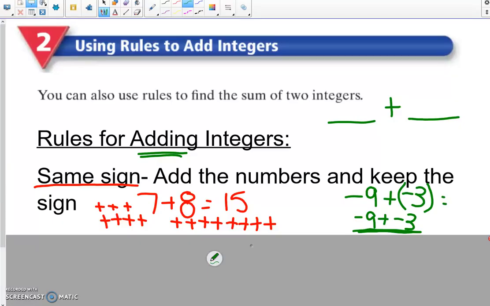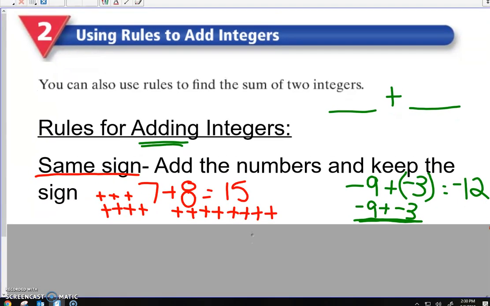The rule says if the signs are the same, add the numbers. I'm going to add 9 and 3. I get 12. But you got to do the whole rule. The whole rule says keep the sign. Both of these are negative, so my answer is negative. And if I drew the pictures, I'd have 9 bad guys plus 3 more bad guys, so I get negative 12. 12 bad guys. That's the rule for same sign.